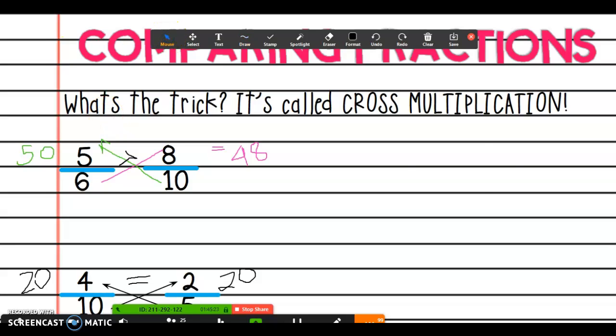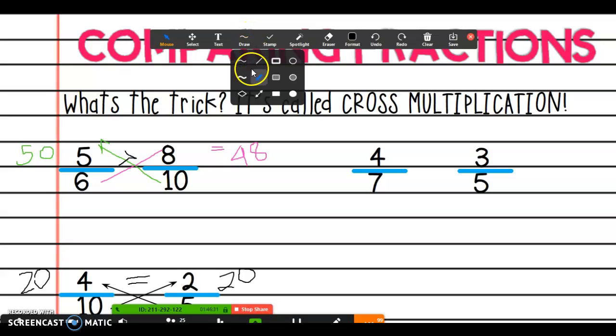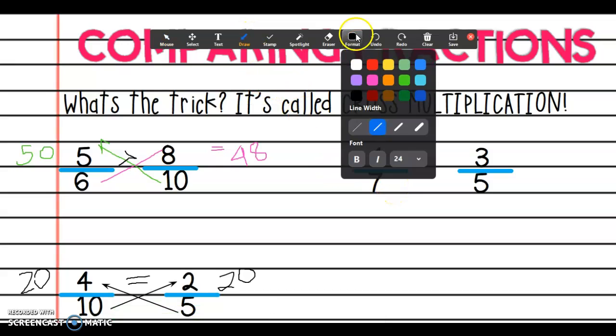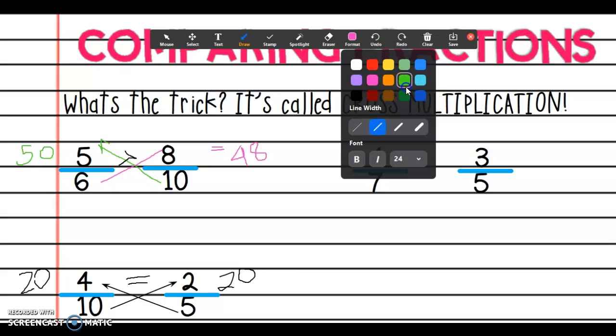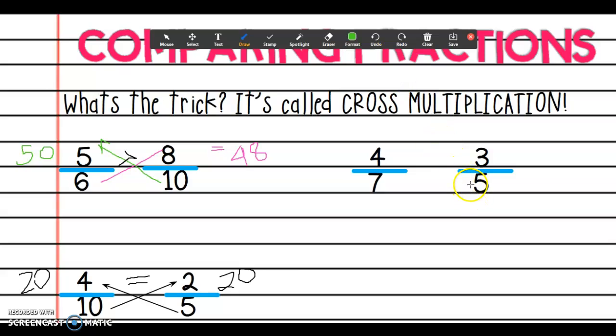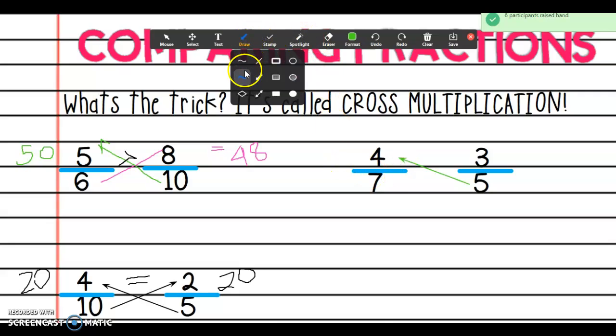Excellent. Okay. Do I just say the answer? No, I want you to tell me the steps. So first you do 4 times 5. Okay, so 5 times 4. And what do you get? 20.